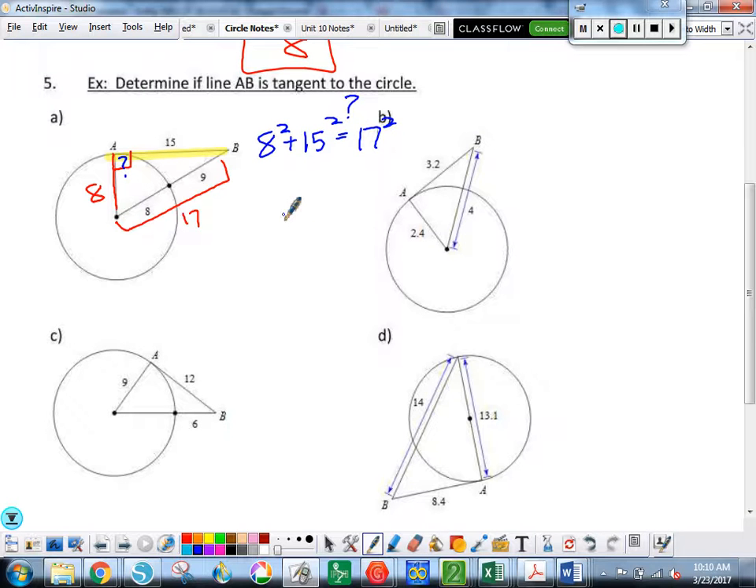So we are wondering if this works. Well, what is 8 squared plus 15 squared? Calculator work? Fast. 289. So you plug that into your calculator, you get 289. You plug 17 squared into your calculator, you get 289. So if it was a right triangle, then these two would be equal. Those two are equal. So what can we say about line AB? Well, we can say this is a 90. So yes, this is 90 degrees. So yes, this is a tangent.